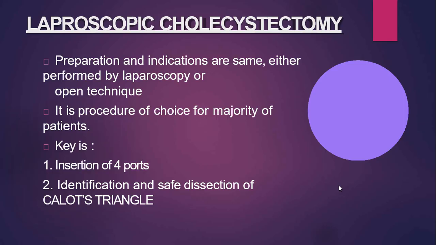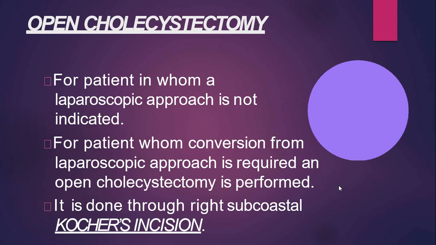4-port technique. One is for the camera, one is for the dissection, and 2 ports for the retraction. When you put the ports, you produce the pneumoperitoneum by carbon dioxide. First thing is you have to identify the Calot's triangle for safe dissection. For patients in whom the laparoscopic approach is not indicated, you can go for the open cholecystectomy, or if you started with the laparoscopic approach and due to adhesions or edema you are unable to continue, you can convert it to an open cholecystectomy.